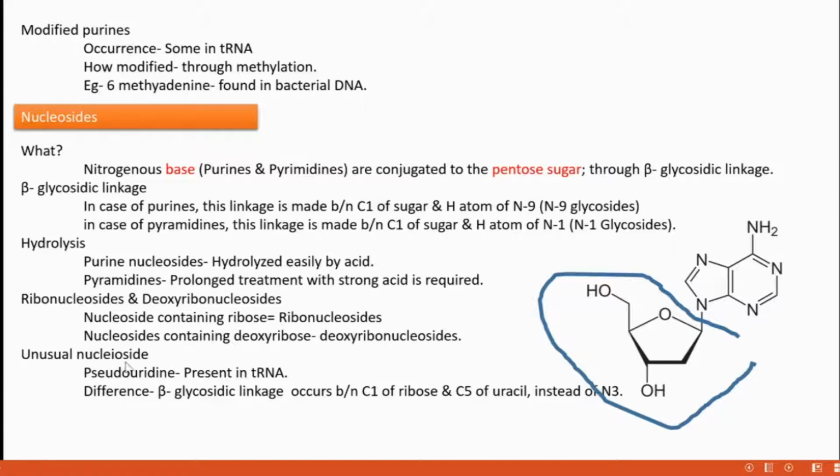Then there is the unusual nucleoside. A nucleoside becomes unusual when it has pseudouridine, and this pseudouridine is usually present in tRNA. What is the difference? The difference is again with respect to the beta-glycosidic linkage. Here the linkage occurs between the first carbon of ribose and the fifth carbon of uracil. Actually, that bond needs to be formed between C1 of ribose and N3 of uracil. Instead of N3, the fifth carbon is involved. That is the difference.